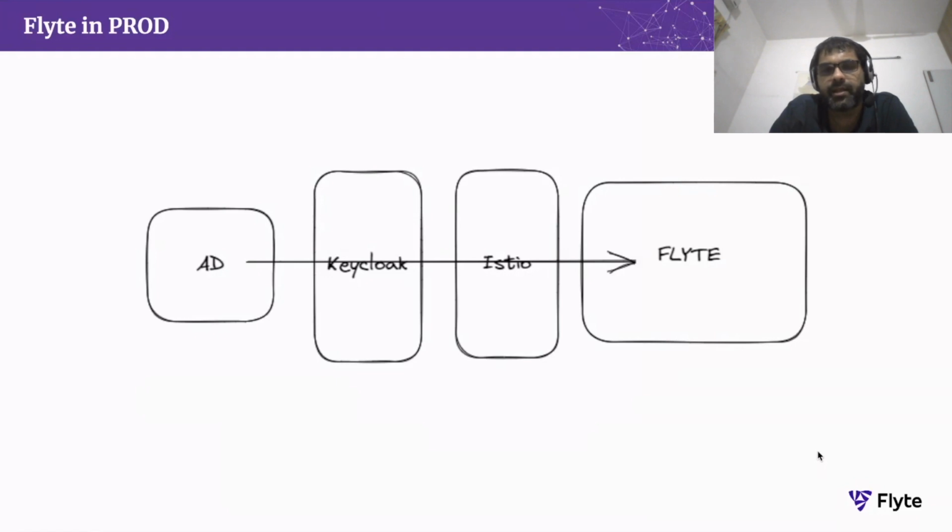Flyte is the central part wherein we run all our batch trainings, and then our models get stored in backend storage, from where we pick them up for inferencing with Seldon or other frameworks. So that's how it has been. Yeah, next slide, please.